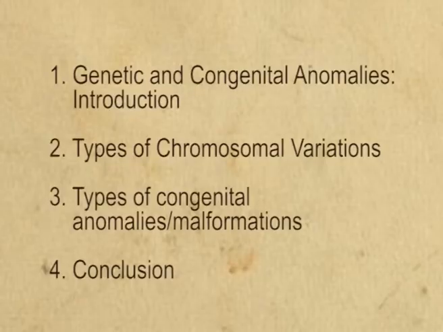So, let us start our module with a look at what we are going to learn today. Module 1 will be the introduction of genetic and congenital anomalies. Module 2 will cover the various types of chromosomal variations. Module 3 will cover in detail the types of various congenital anomalies or malformations. Module 4 will be the concluding module.